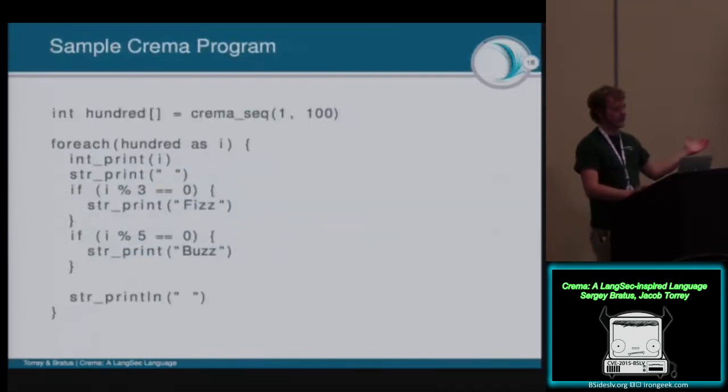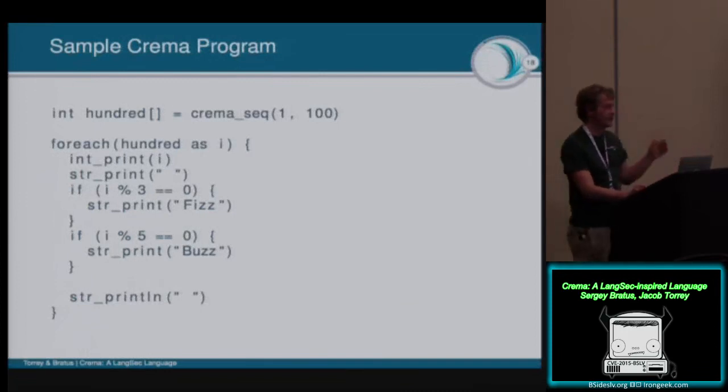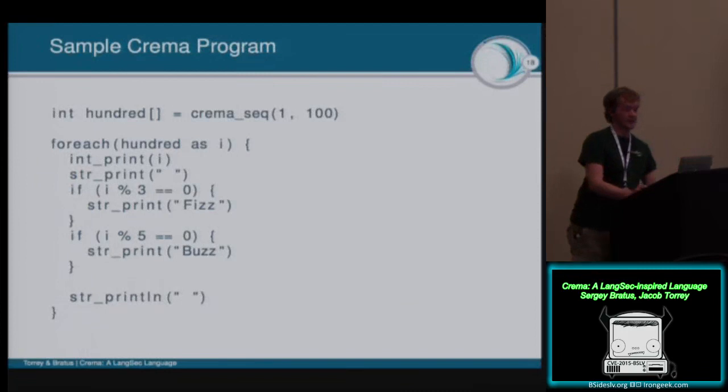So this is Crema. It doesn't look too crazy. Essentially, we have an array of ints called 100. So the Crema seq basically generates a sequence, like in Python, between 1 and 100. This is the FizzBuzz programming challenge. I'm sure you've all seen it in some interview or on Joel on Software. And then basically you're just looping through it with a for each. So this is a very straightforward FizzBuzz right here.